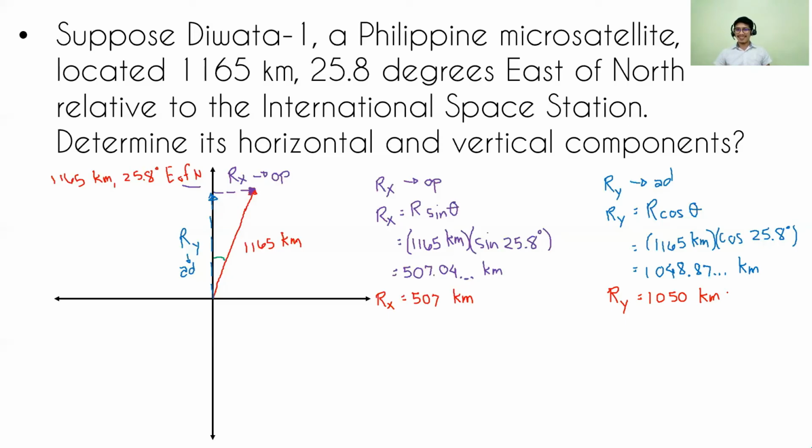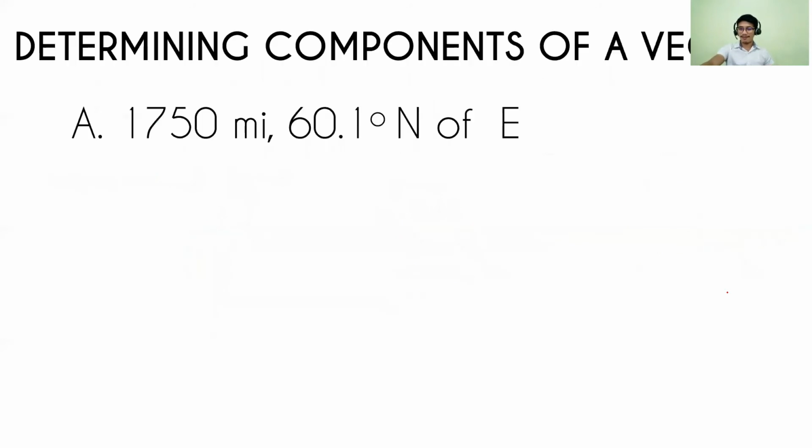Okay? Let's have another example. Determine the components of a vector. So first we have 1,750 miles, 60.1 degrees north of east. So first is, we are going to draw a Cartesian plane. So gawa tayo ng Cartesian plane. For example, this is our Cartesian plane. And then, we are going to plot our vector sa ating Cartesian plane.